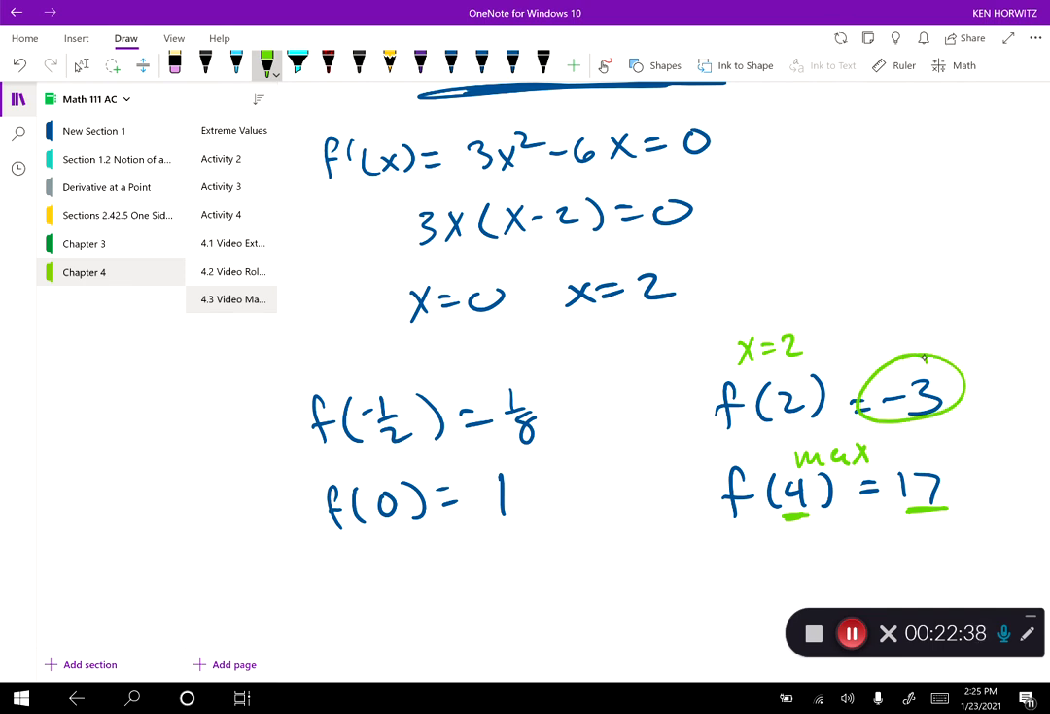All right. So that's the basic idea behind max and min. We did one where we went globally from negative infinity to positive infinity. We did a couple more where we limited the domain. A lot more practice to do.